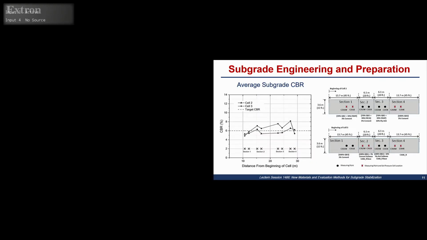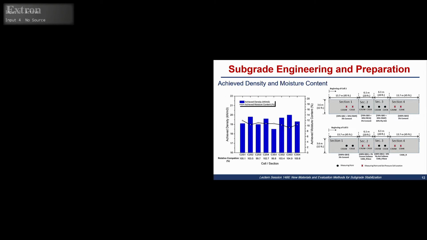Here I'm just showing some results for the QA/QC of the test sections. This is the average subgrade CBR that was measured in the different sections for cell 2. This is the triangles here, and then cell 3. This dashed line at 6% was the target CBR that we had, and we were fairly on target, with a minimum of almost 4.8 or 5, and a maximum of 8 for all the test sections and all the different points that we had for control.